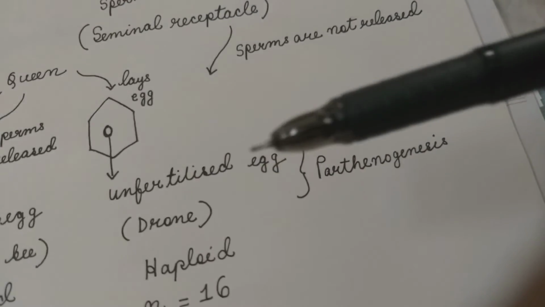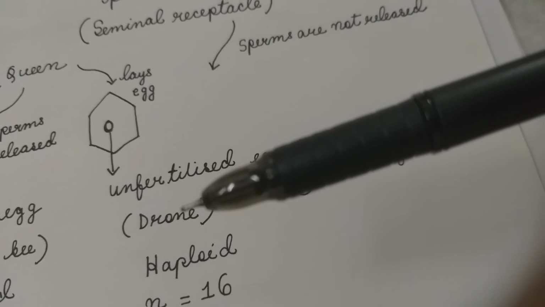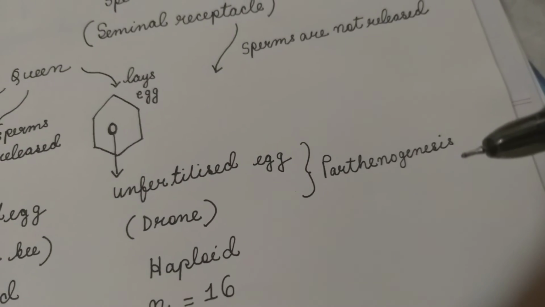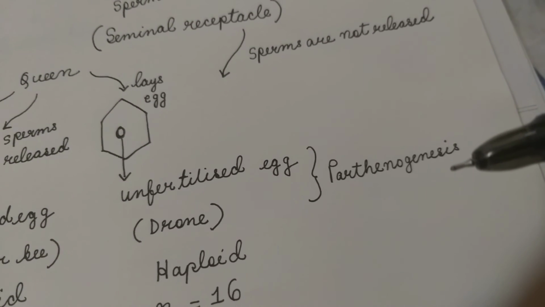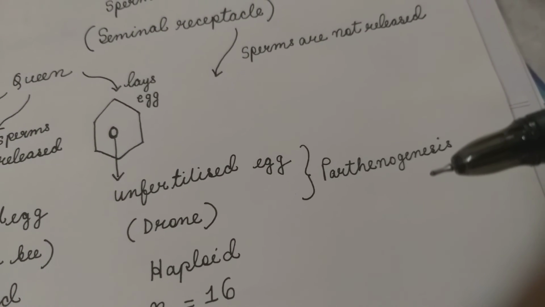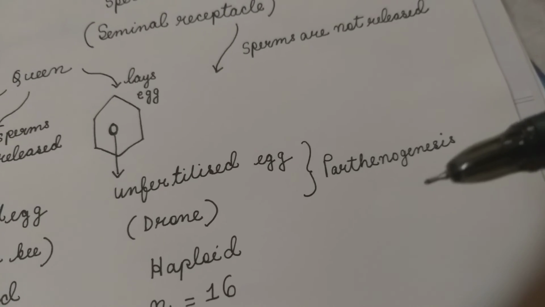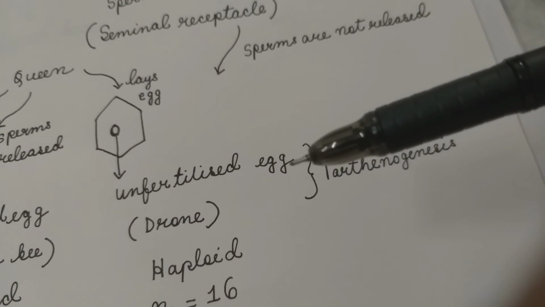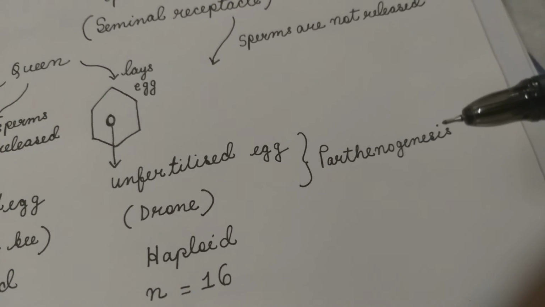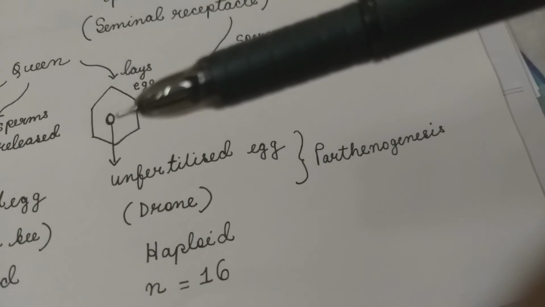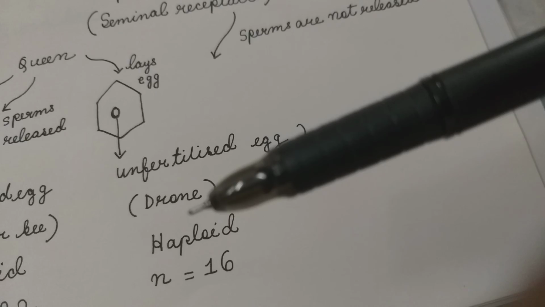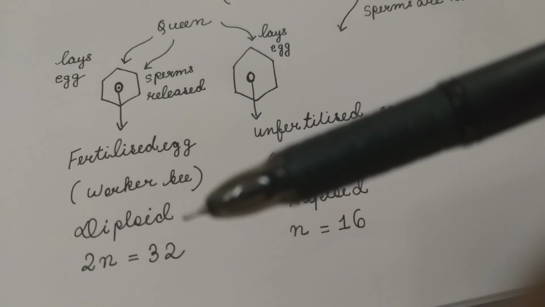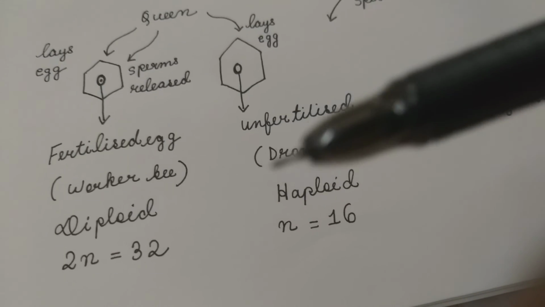The unfertilized egg directly develops into drone, the male bees, and this is called parthenogenesis. Development of the adult honeybee directly from unfertilized egg is called parthenogenesis. So unfertilized egg develops into drones. Fertilized eggs develop into workers.